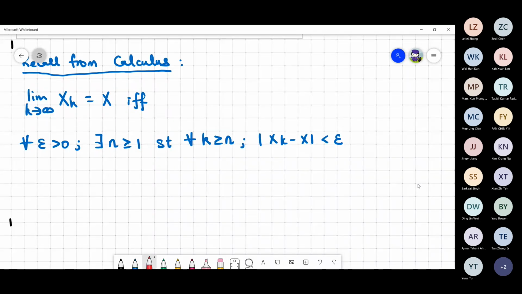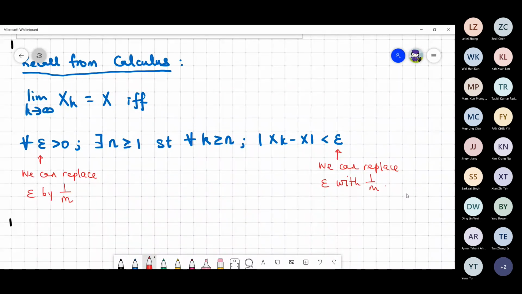Okay, we can actually replace this epsilon with 1 over m, where m is a natural number. So that means you can put this one as 1 over m. So this is an equivalence statement over here.